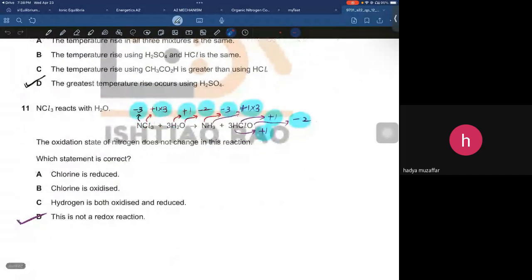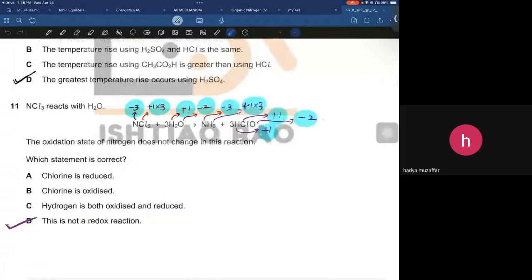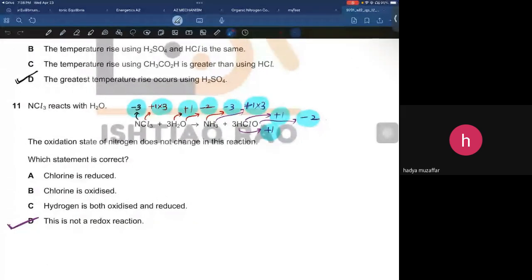Question 11 says NCl3 reacts with water. The oxidation state of nitrogen doesn't change in this reaction. Which statement is correct? I have calculated each and every oxidation state of nitrogen on the reactant side and also on the product side. Once they have told you in the question that the nitrogen is not going to change, what does it mean? There would be no oxidation, no reduction. Of course, this is not a redox reaction.